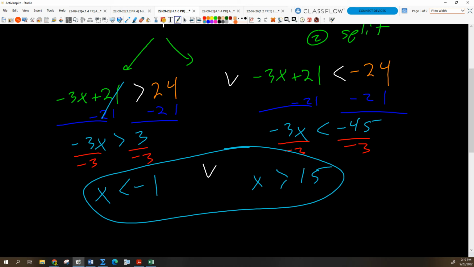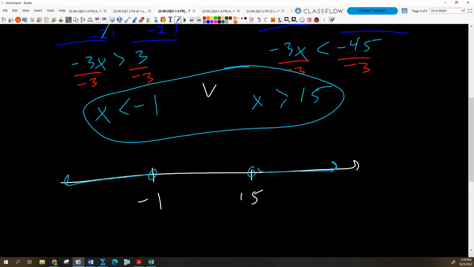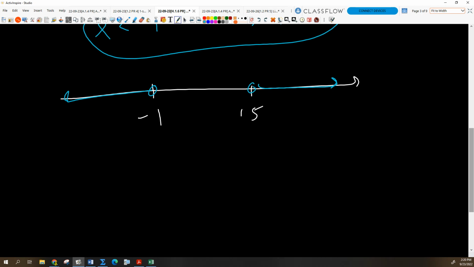What's this going to look like when I graph it? Is it going to be this or this? Less than negative 1 or greater than 15. Good. An or statement should look like oars on a boat, right? And if we graph this, negative 1, positive 15, don't we just get this? Everybody agree?